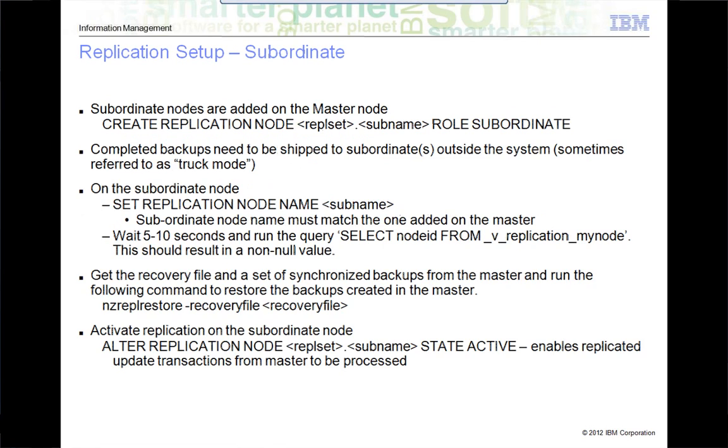So once they are on the subordinate node, first you have to give a node name for the subordinate. You can do that by executing this command, set replication node name, the subname. And the subordinate node name here must match the one that you added on the master. Okay. So you can add that name.